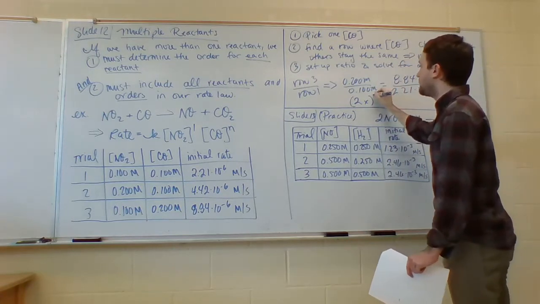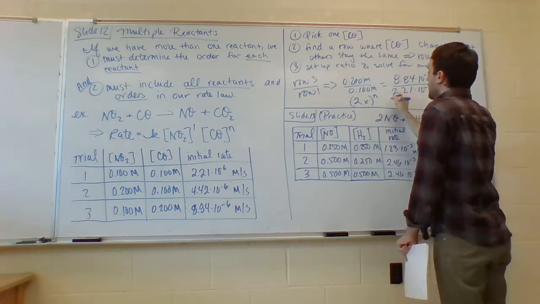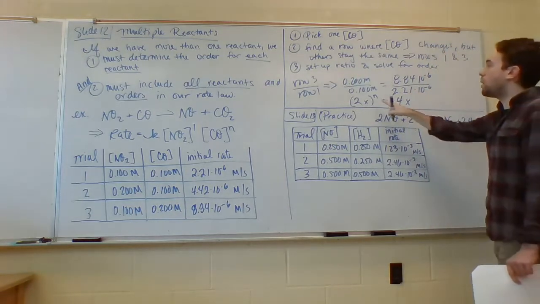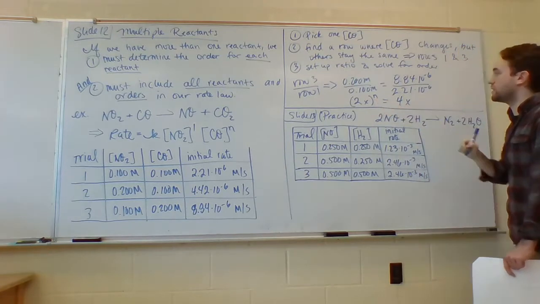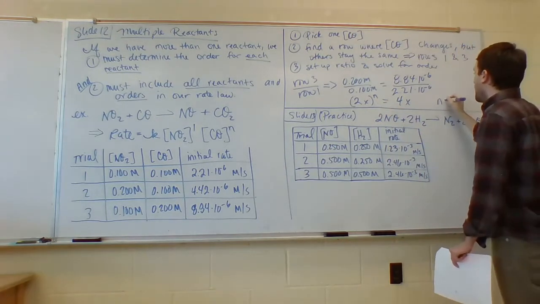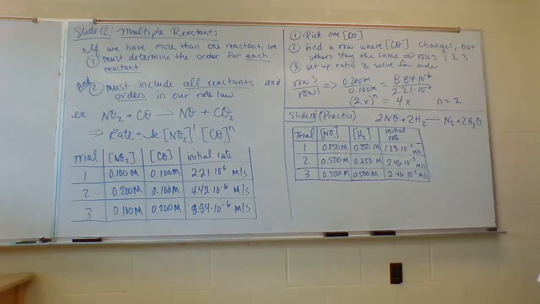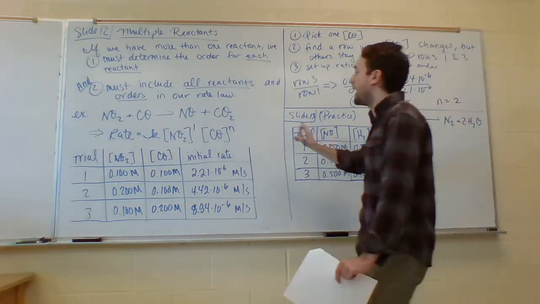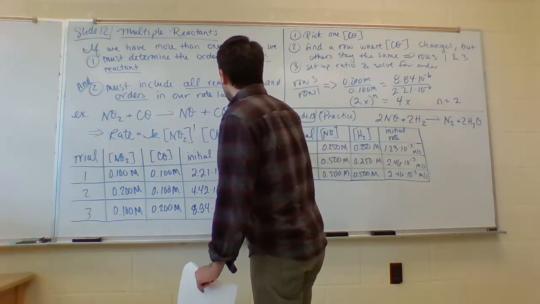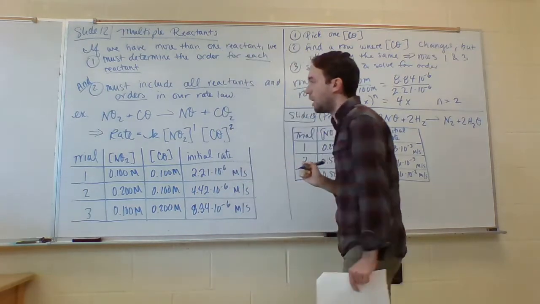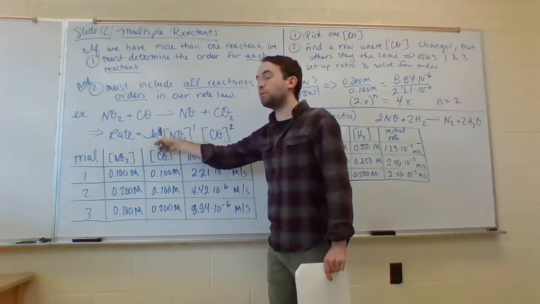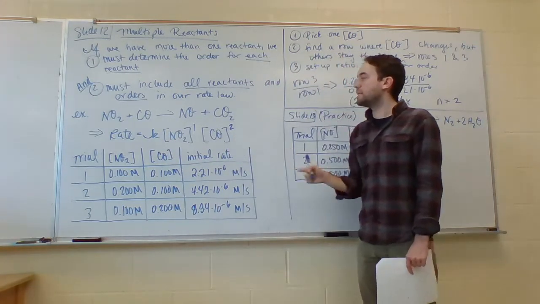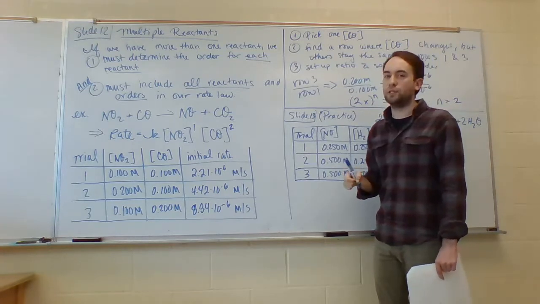Remember that we're going to raise the left-hand side to whatever power we had. And then on the right-hand side, we have 4. Now, what power does n have to be in order for this ratio to be true? Well, n is going to have to equal 2, because 2 squared equals 4. So I now know that my overall multiple reactant rate law is going to be that the rate is equal to our rate constant times NO2 to the first power times our concentration of CO to the second power.